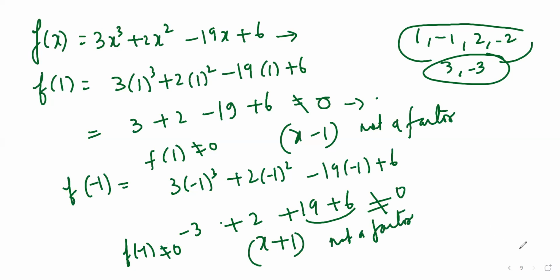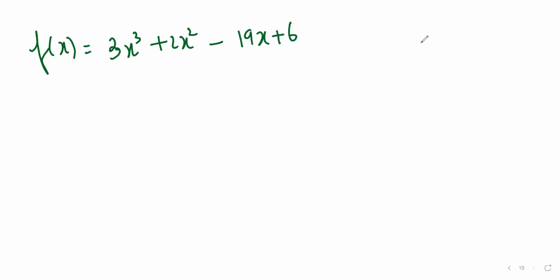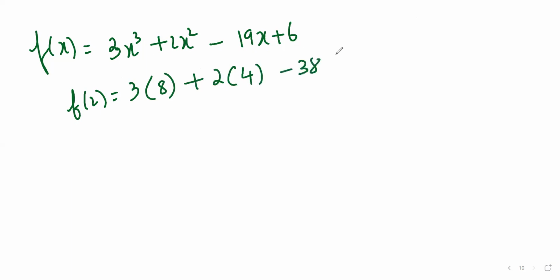Then I told you we can go with 2. We will check with 2. The same question, so f of x, I'm rewriting that here: 3x cube plus 2x square minus 19x plus 6. With f of 1 not 0 and f of minus 1 not 0, x minus 1 is not a factor, and x plus 1 is also not a factor. So f of 2, we'll see what happens. 3 into 2 cube is 8. I'm doing it directly. 2 into 2 square is 4. Wherever there is x, I'm putting 2. Minus 19 into 2 is 38, plus 6. So 8 3s are 24, plus 4 2s are 8, minus 38 plus 6.